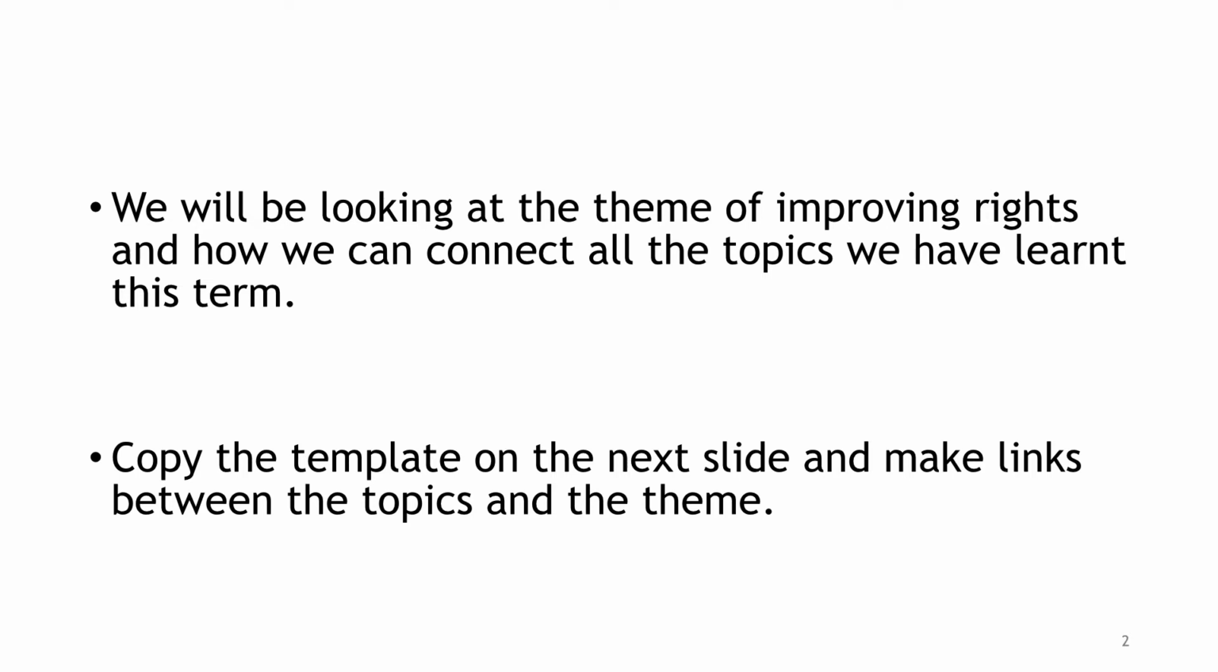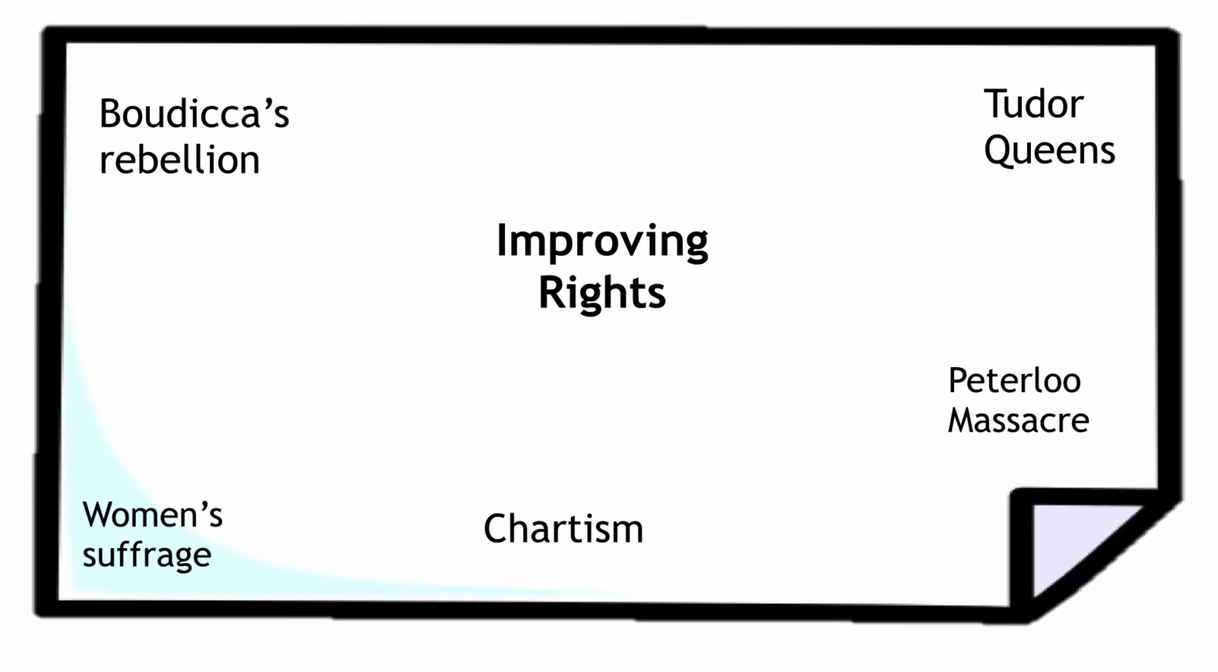Right, so on the next slide, I'm going to put a template up, and on an A4 or A3 piece of paper, all you have to do, it doesn't have to be very neat, is copy the template, okay? So exactly where the words are, put that on your piece of paper, or you can just print out that slide if you want. And we're going to make some links between the topics, and I'm going to show you how to do that, okay? So this is the template. In the middle, you can see you've got improving rights over here. That's our theme, and then we've got some topics that we've studied here, and you can add more if you want. This is just a basic version, so you can use your own imagination here.